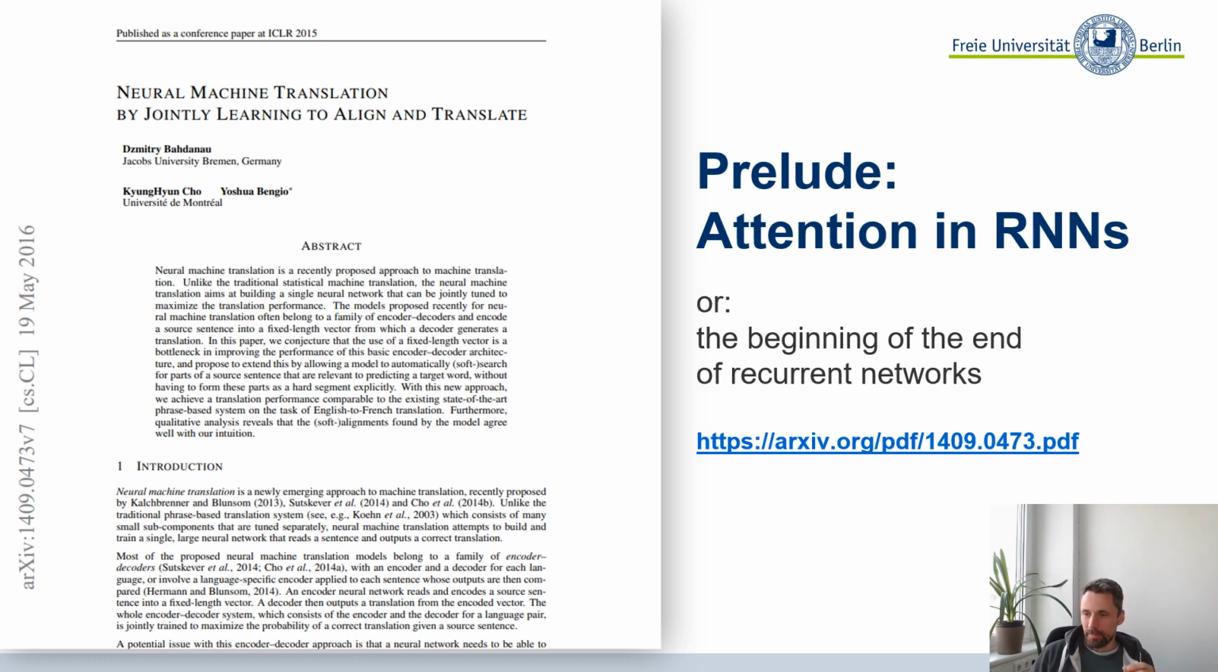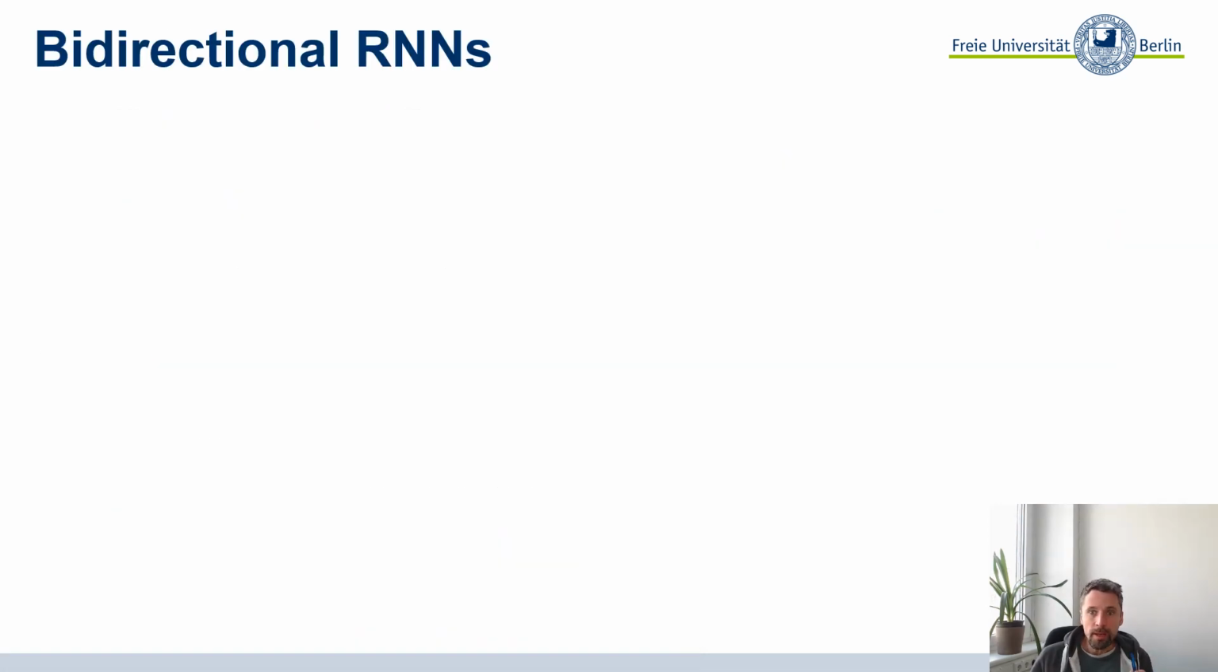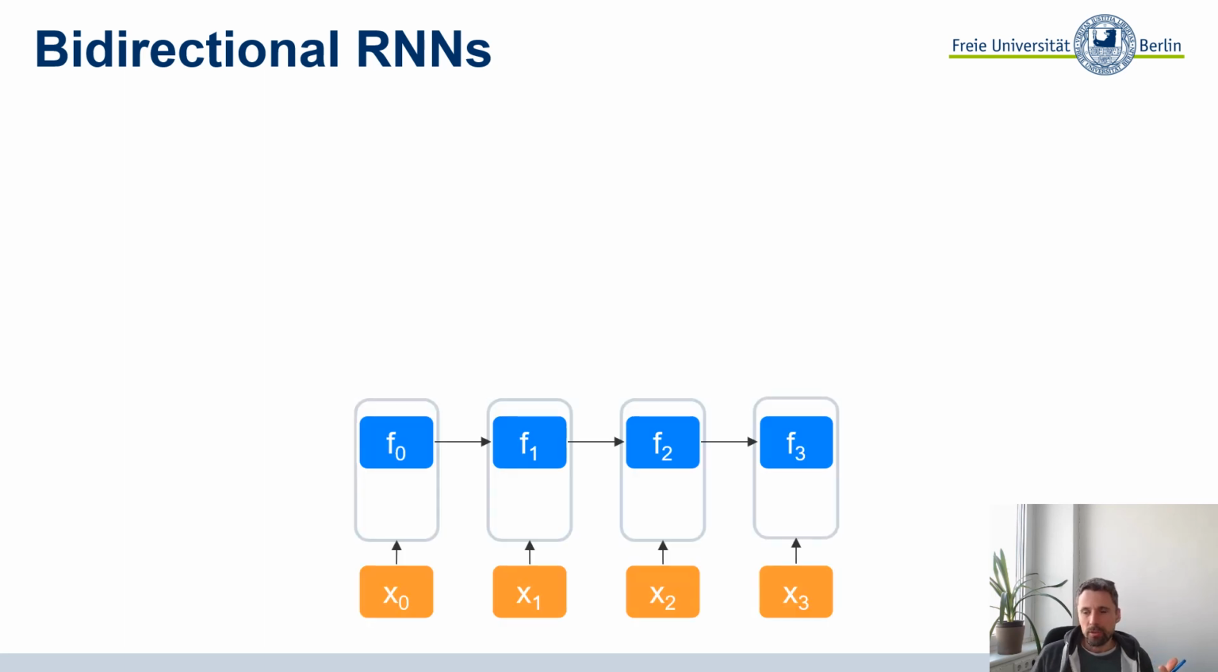And also, I think it's very important to see that this idea introduced with RNNs kind of led to the end of RNNs. So in this paper, the authors use a bidirectional RNN, which is basically two RNNs that you feed with the sequence in normal order, right? So let's think of this first RNN producing hidden states F.